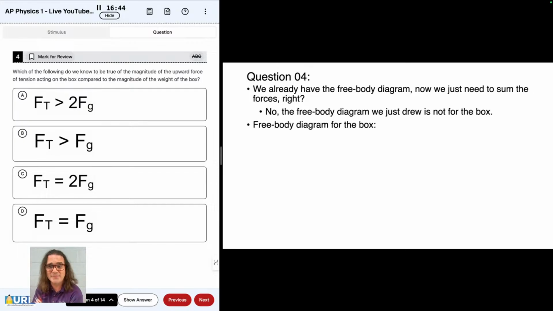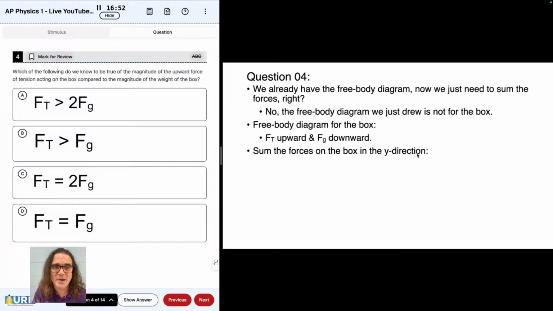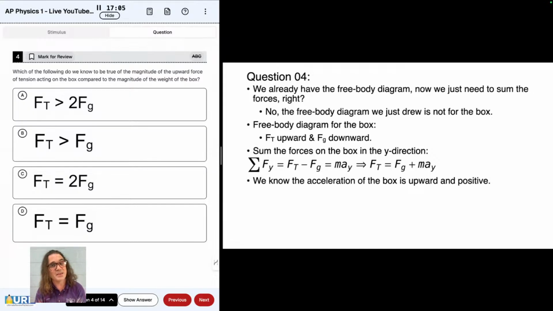So the free body diagram for the box: the force of tension is upward and the force of gravity is downward. That's it. There's a force of tension upward and a force of gravity downward acting on the box. So we sum the forces in the y direction on the box. We get force of tension minus force of gravity, and we know then that the force of tension equals the force of gravity plus mass times the acceleration in the y direction. We already established last time that the acceleration of the box is upward and positive. Therefore, we get that the correct answer choice is B.